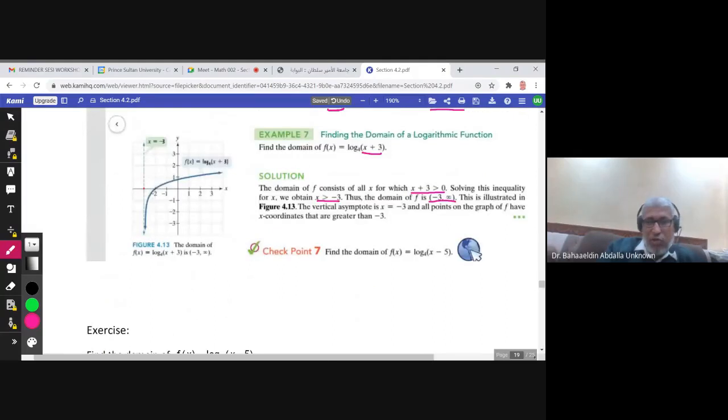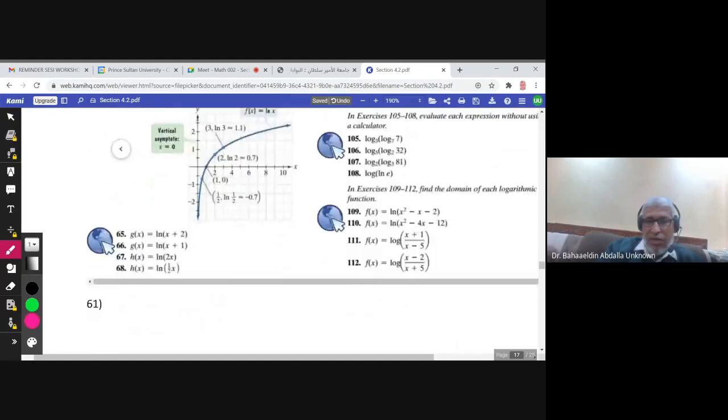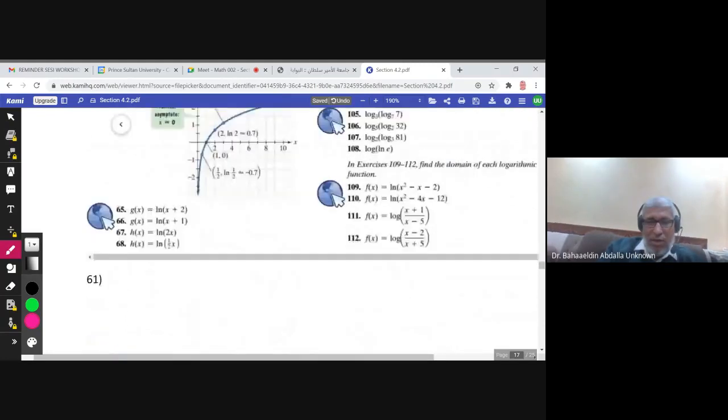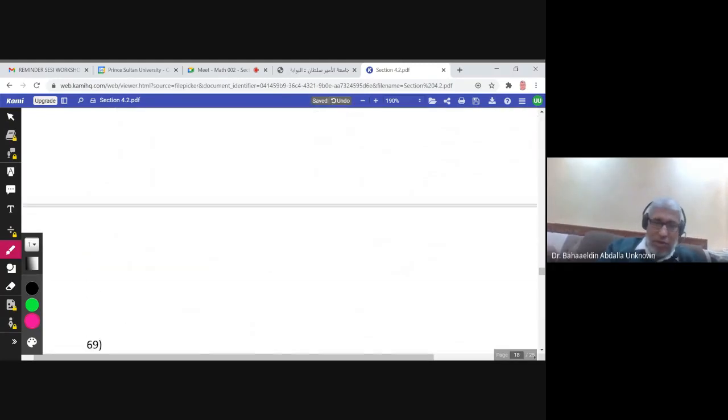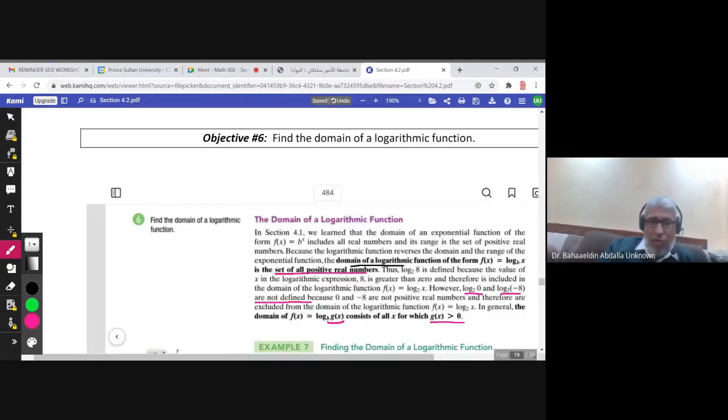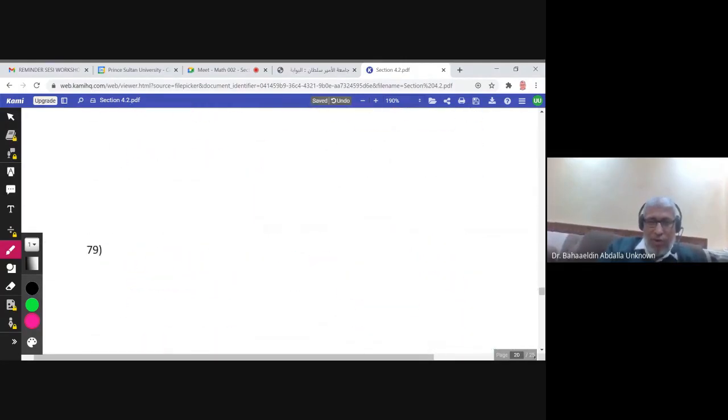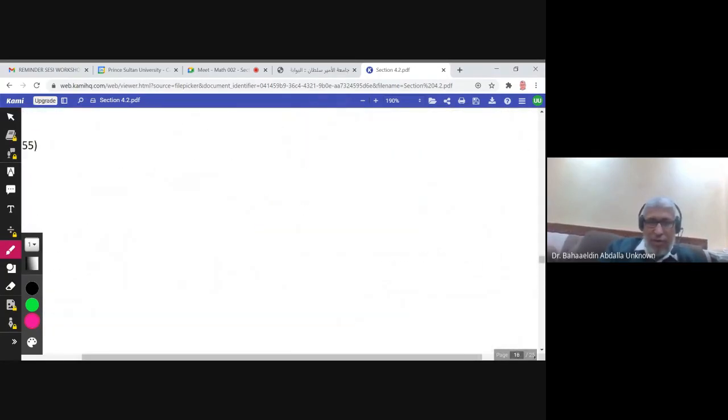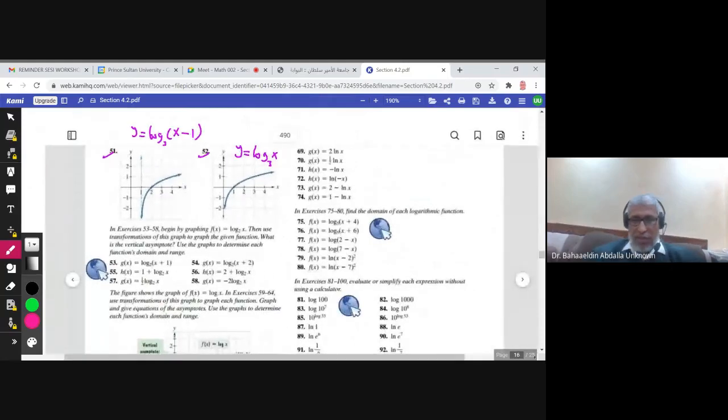If we want to solve exercises, for example 77, 79 here. Okay, they appear in another slide here. You can see here, yeah. Find the domain of each of the logarithmic functions. So you can solve 77, 79. Log of 2 minus x: you put 2 minus x greater than 0 and you solve it.